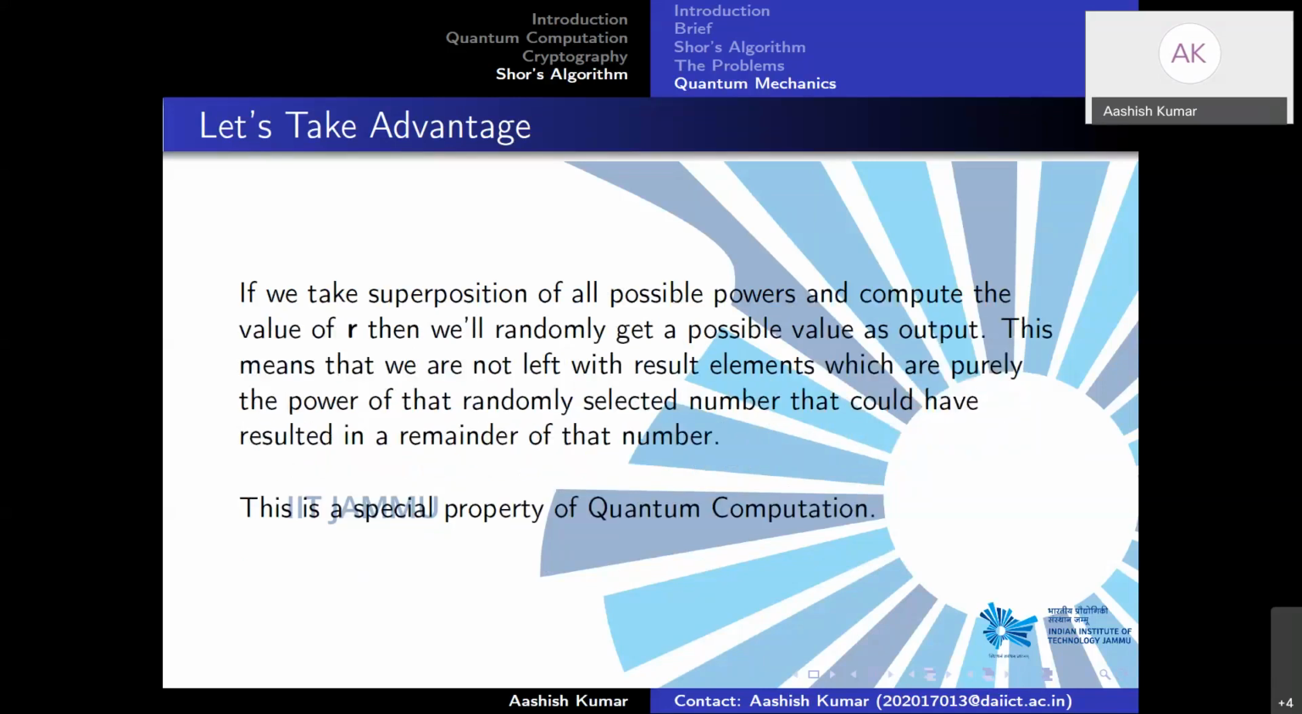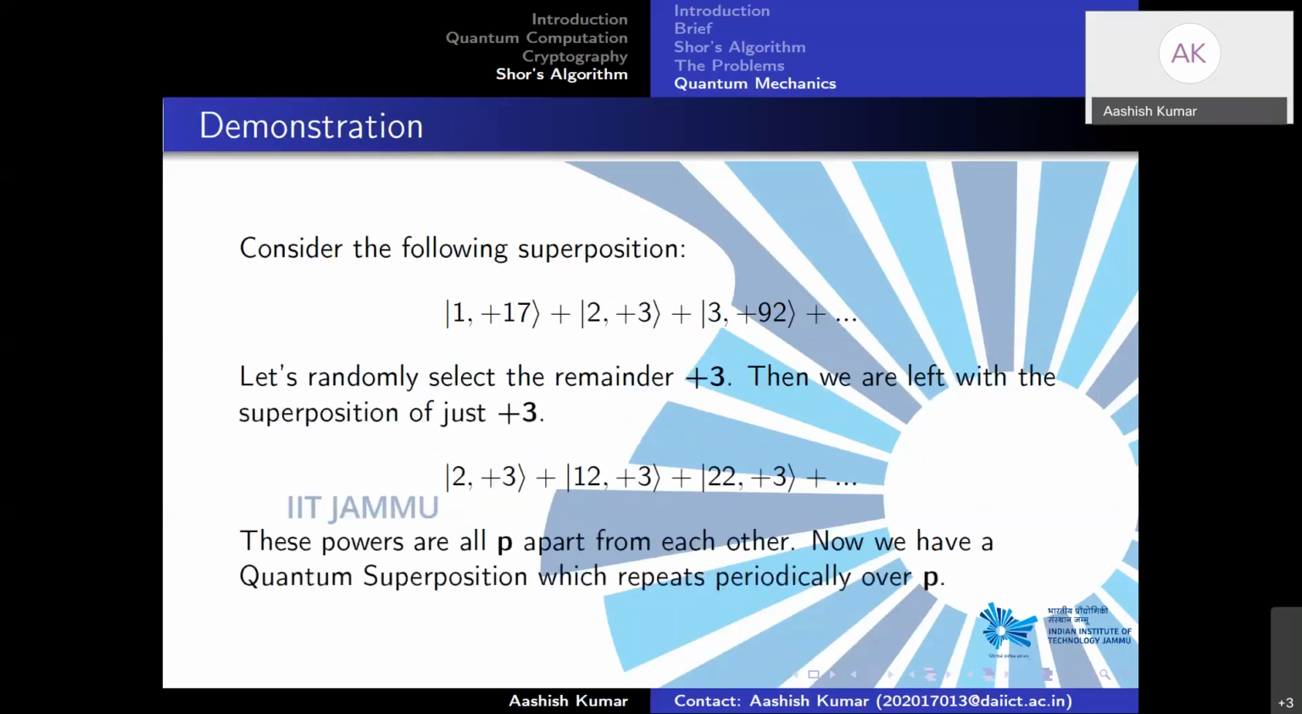So if we take the superposition of all the possible powers and compute the value of R, then we'll randomly get a possible value as output. This means that we're left with only the elements that are the power of that randomly selected number, which would have resulted in the remainder of that number. So this is a very special property of quantum computation.